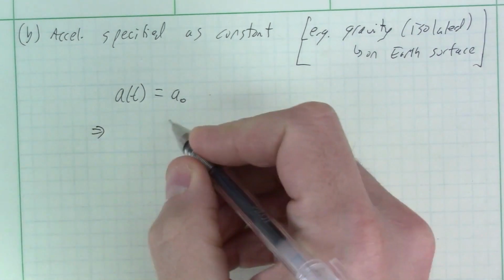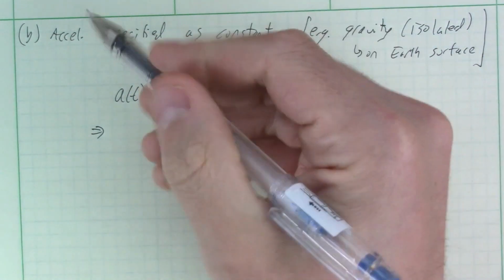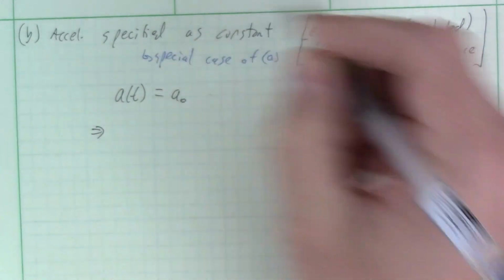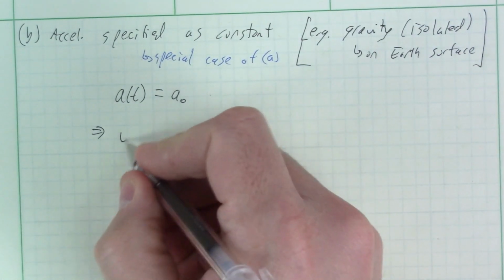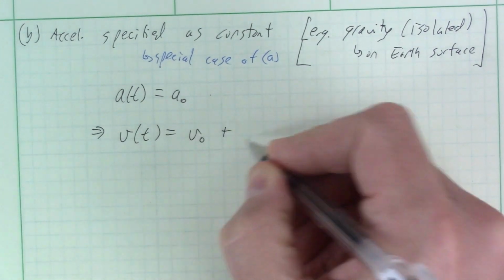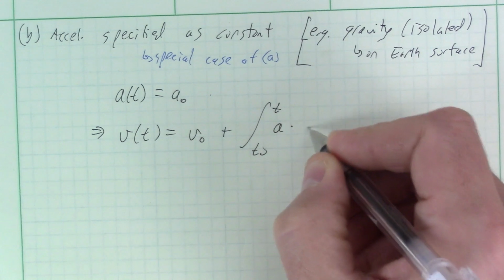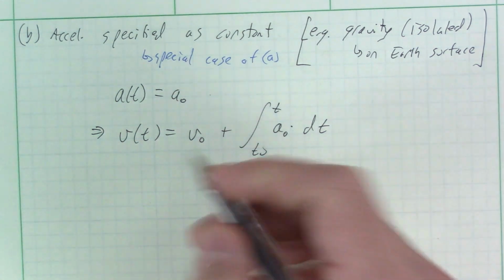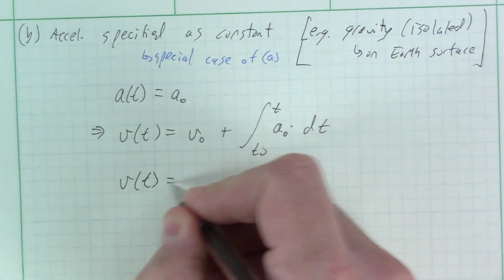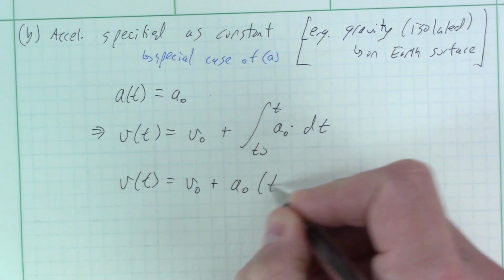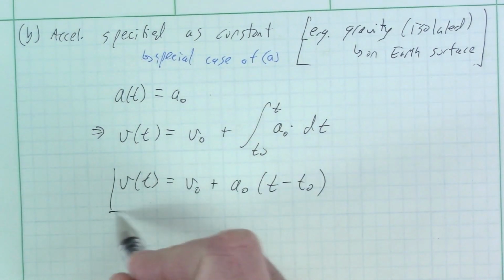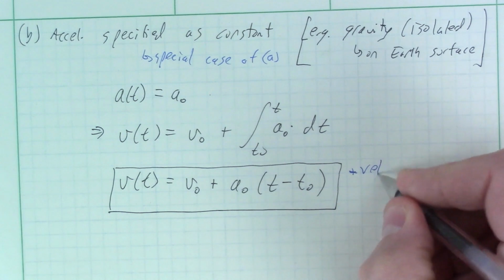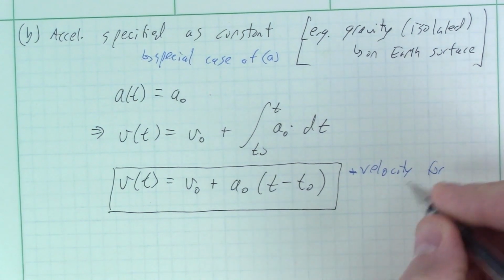Okay, so then we go to, because this is a special case of A, part A is what I mean there, we can then use that result and just plug in the constant a. Well, we'll put a naught there, just to differentiate it from a as a function of time, because it's not a function of time here. Do the quick integral, which is a trivial one, like I said, and we get a naught times t minus t naught. This is our velocity whenever we have constant acceleration.